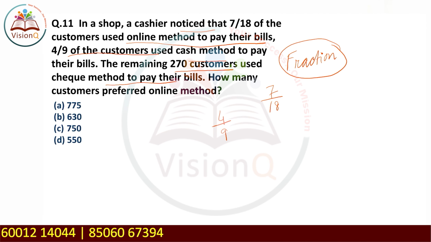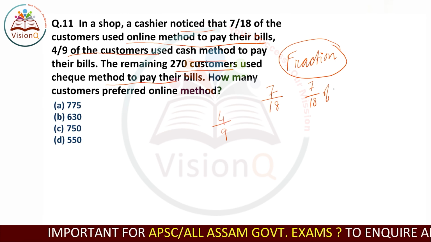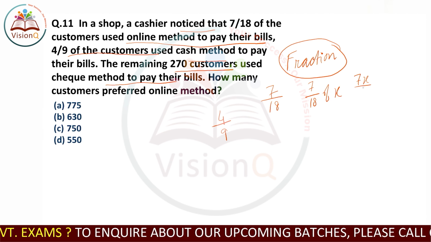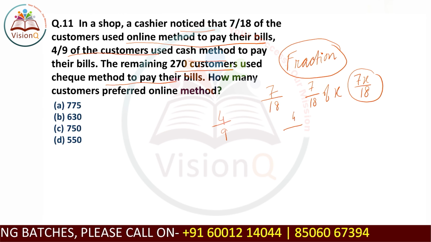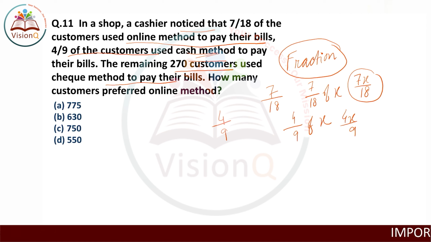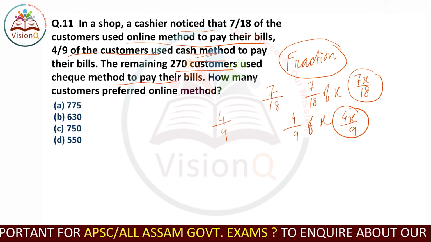Now in such questions, what we normally do is take total customers as X. But the problem is that if I take simply X, 7 by 18 of X will be those customers who use the online method. This value is nothing but 7x by 18, which comes in fraction. Then 4 by 9 of total customers X used the cash method, that is 4x by 9 customers, so this value once again comes in fraction. Now our aim should always be to remove the fraction as far as possible from the starting.